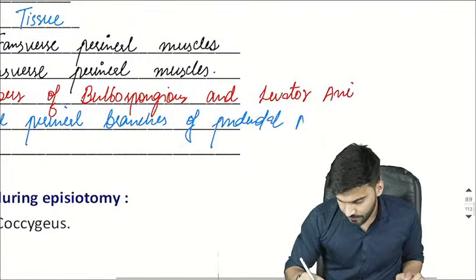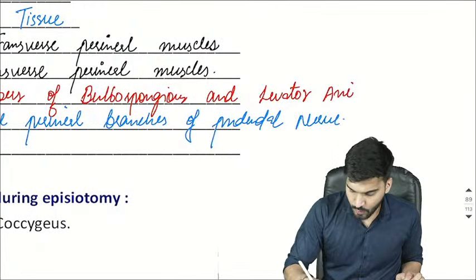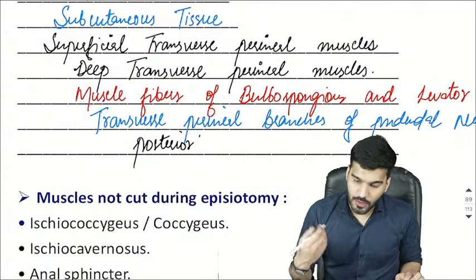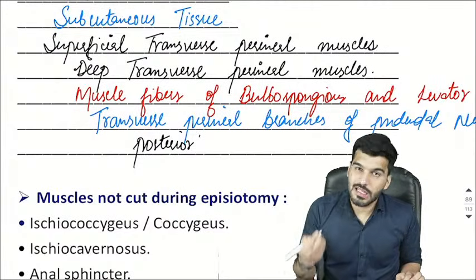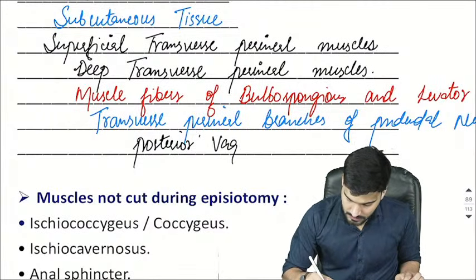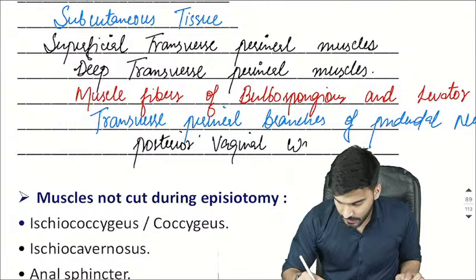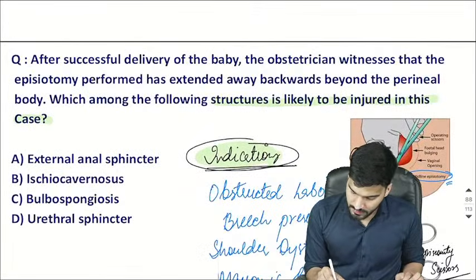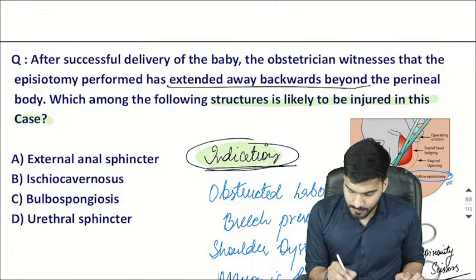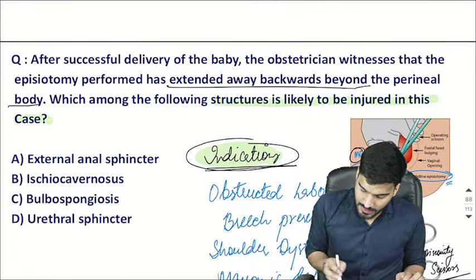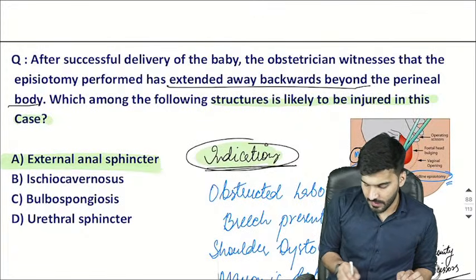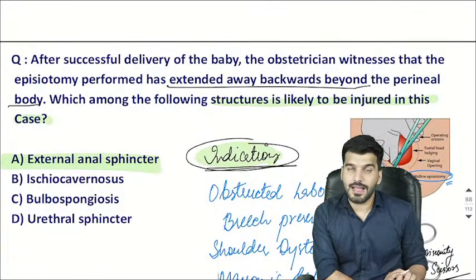Pudendal nerve. And the last, posterior vaginal wall. And if you extend backwards than that, what will be injured? External anal sphincter. We have the posterior vaginal wall. In case it extended backwards beyond the perineal body, the likely structure to be injured is the external anal sphincter. Is that clear?